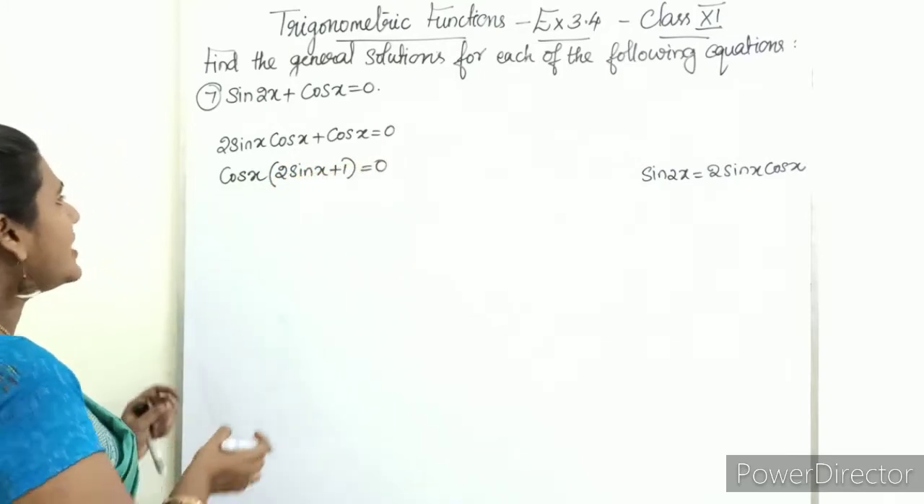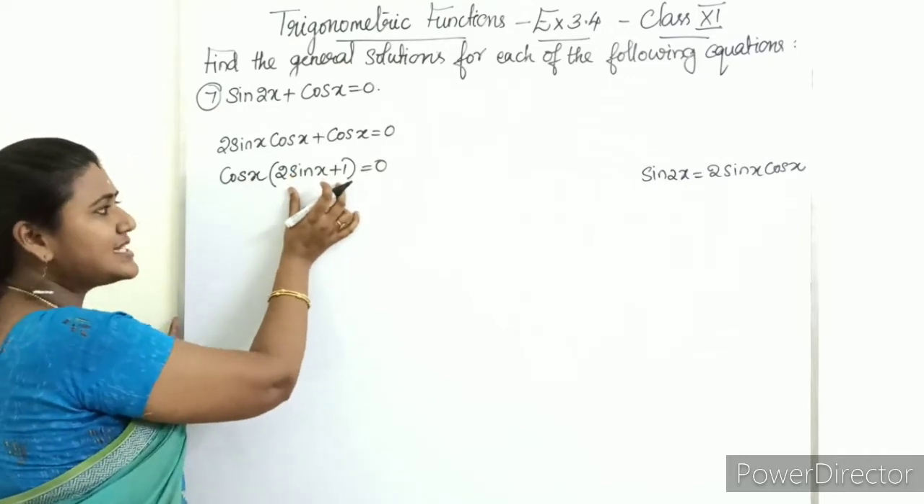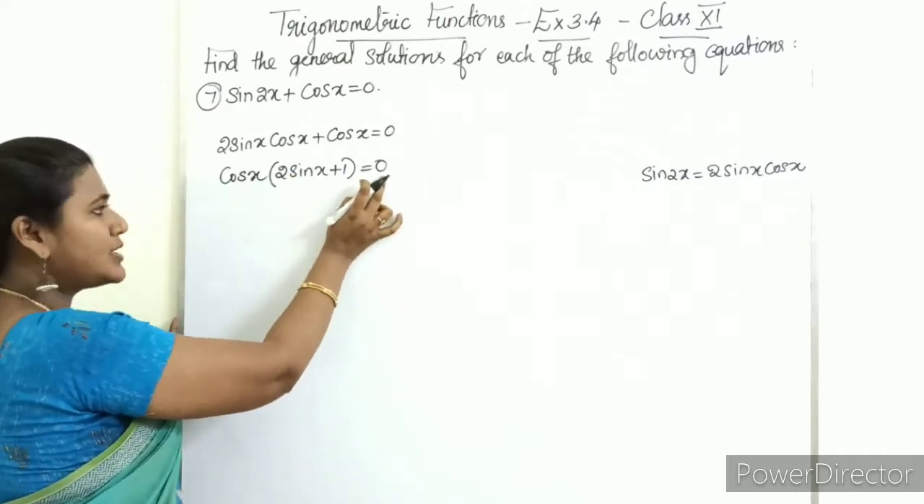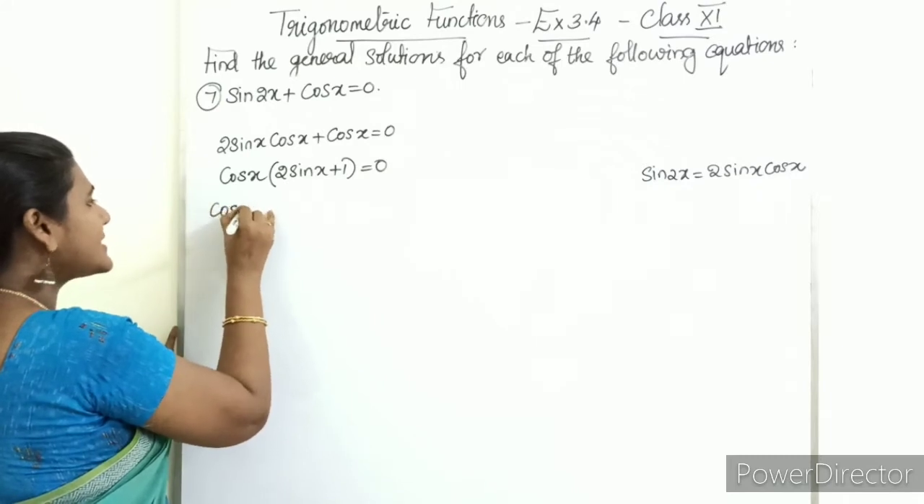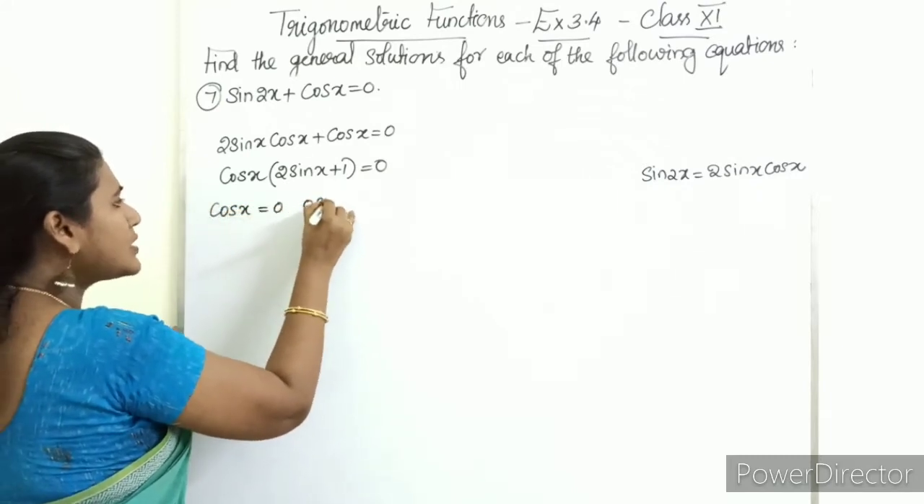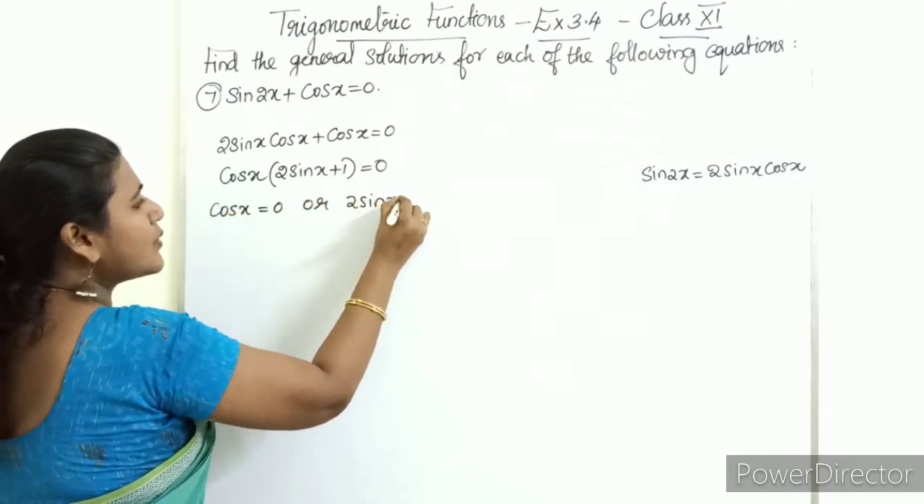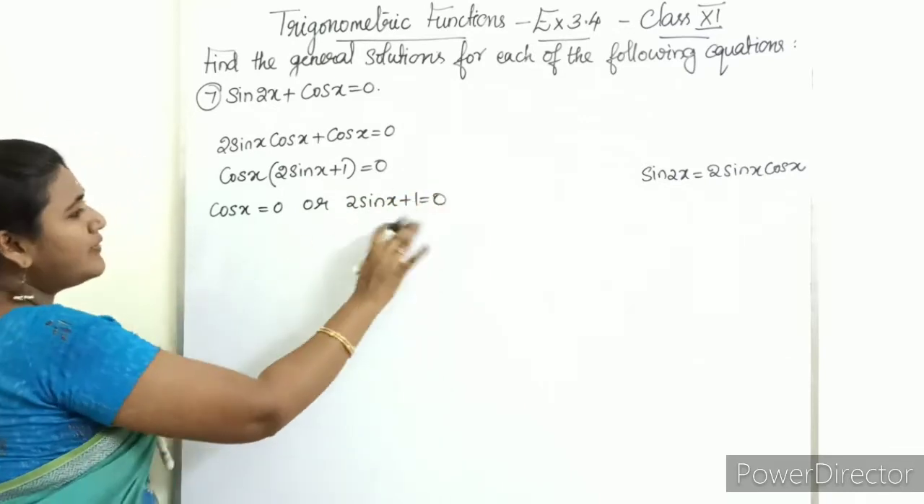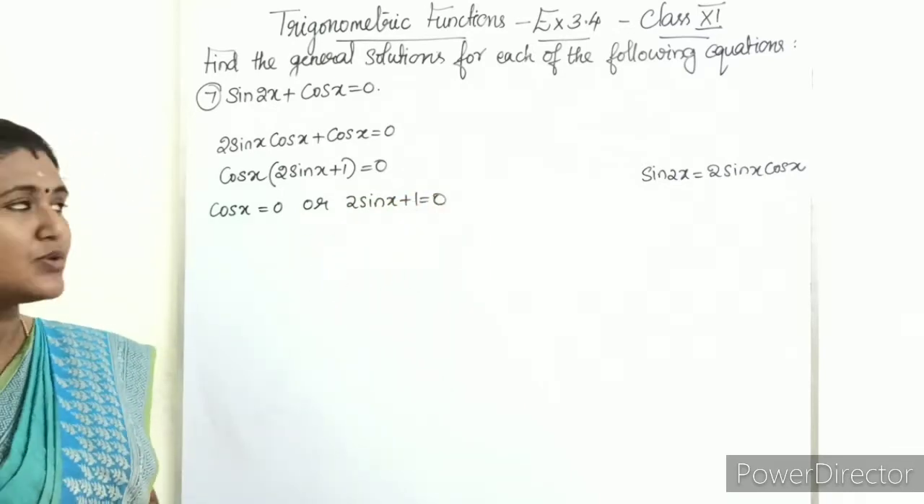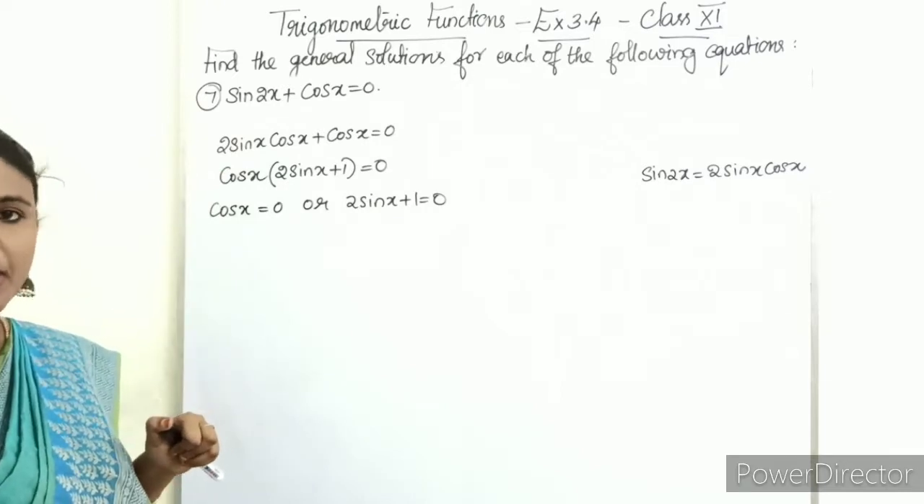Now you see here we got the product of two factors. The product of two factors equal to 0. That means cos x is equal to 0 or 2 sin x plus 1 is equal to 0. Now if you solve each equation, we will get the general solution of the given trigonometric equation.